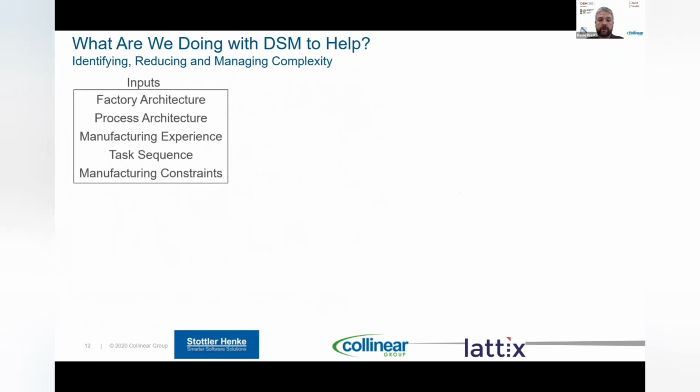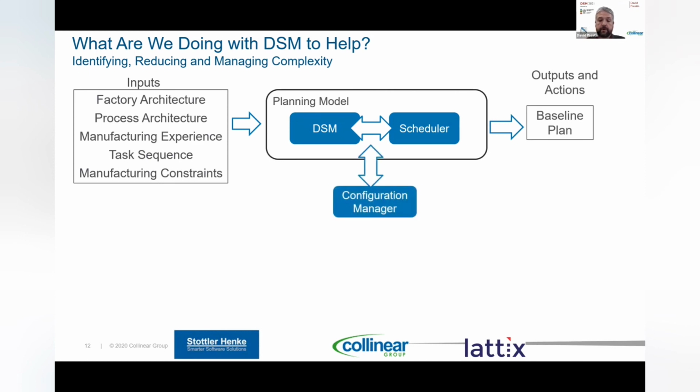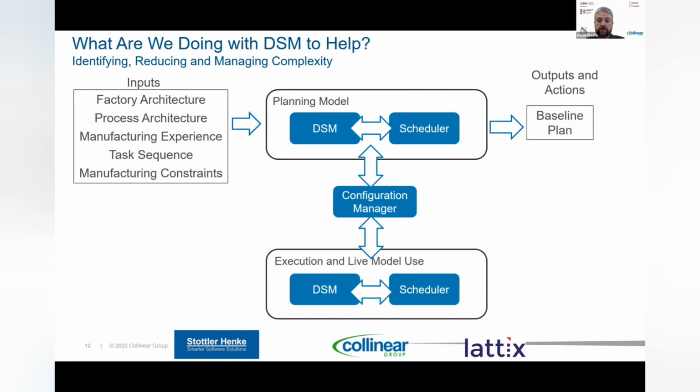So what do we do with that from a process perspective? Well, we take those inputs, which are things like the overall factory architecture, what positions are there, how many models of a particular product, and the process architecture. We capture a lot of manufacturing experience, so it's a form of knowledge capture, the task sequencing and other various manufacturing constraints, and we produce that planning model. We integrate DSM with an advanced scheduler with technology developed by Stottler Henke, one of our partners. And we get out of that a baseline plan, potentially re-optimized from its existing baseline plan. We drop that in a configuration manager, and we get into execution and live model use.